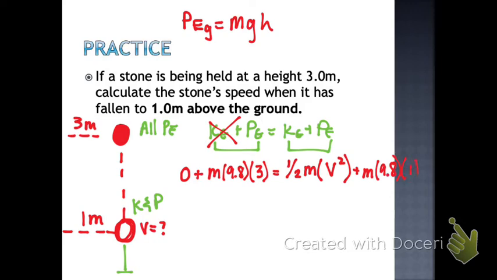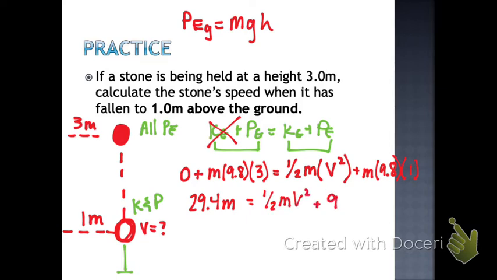Okay, now we're going to work through the algebra, and you're going to see that your m's end up canceling out, but I want you to see it first, okay? Sometimes when it gives you a mass, you plug it in. If it doesn't, it's really not that big of a deal, but I'm going to show you how that works. So on the left, that leaves me with, what's 9.8 times 3? 29.4 m equals 1/2 mv squared plus 9.8 m.